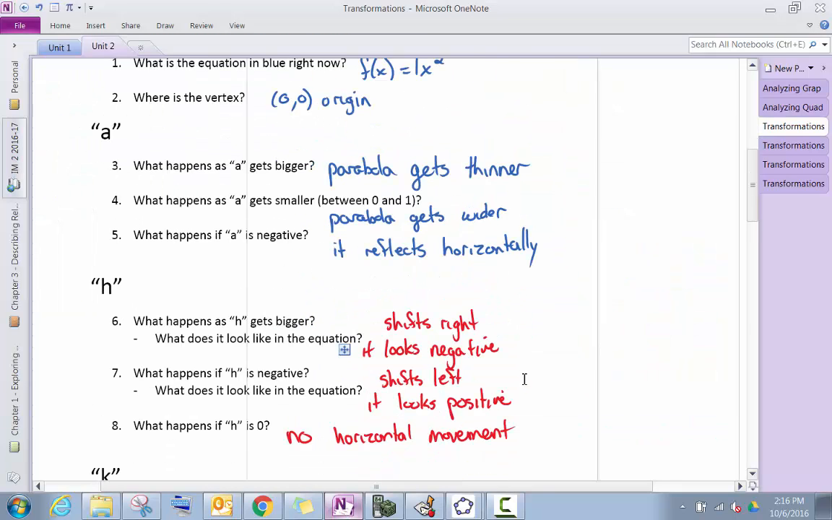So again, that's what I have here, and it's in the notes. So it gets thinner if a gets bigger. If a gets smaller, between 0 and 1, it gets wider. And if it's negative, it reflects horizontally.